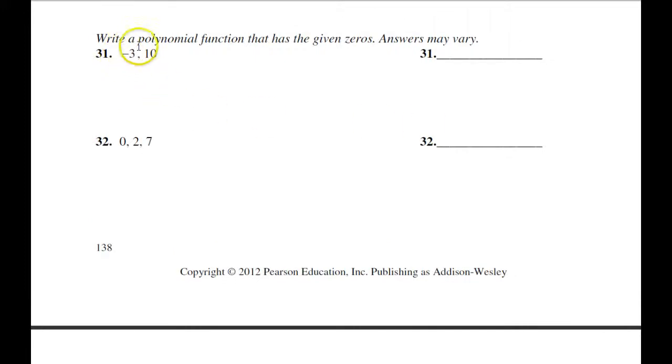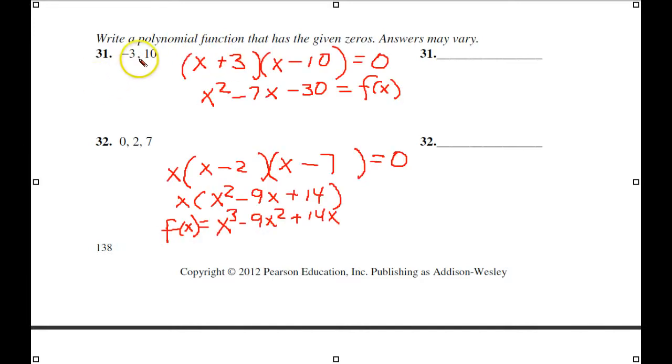Now here, these are the answers. They want us to write a polynomial function that has these. Well, notice here we're doing the reverse. So these are our answers. So we'll put 2 sets of parentheses. We'll put the opposite signs because that's how it started, going backwards. Then we FOIL this, and there's our trinomial, and it's equal to 0 and its function. So theoretically, this should be on this side.